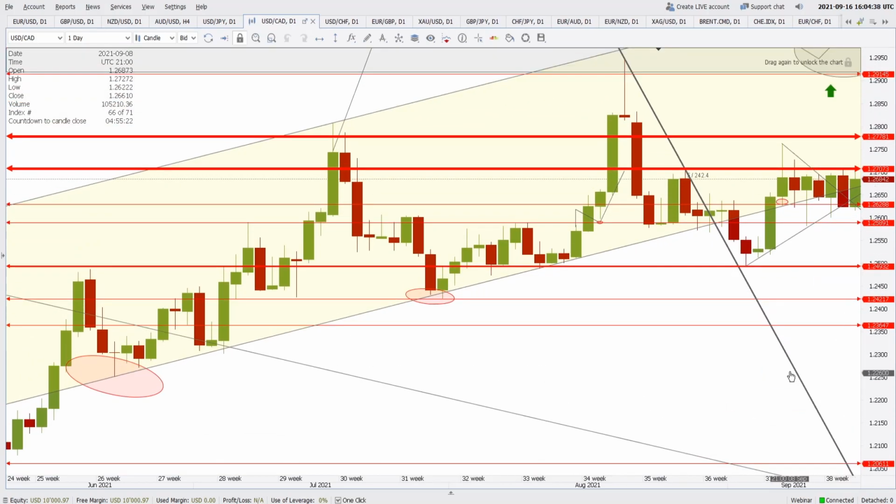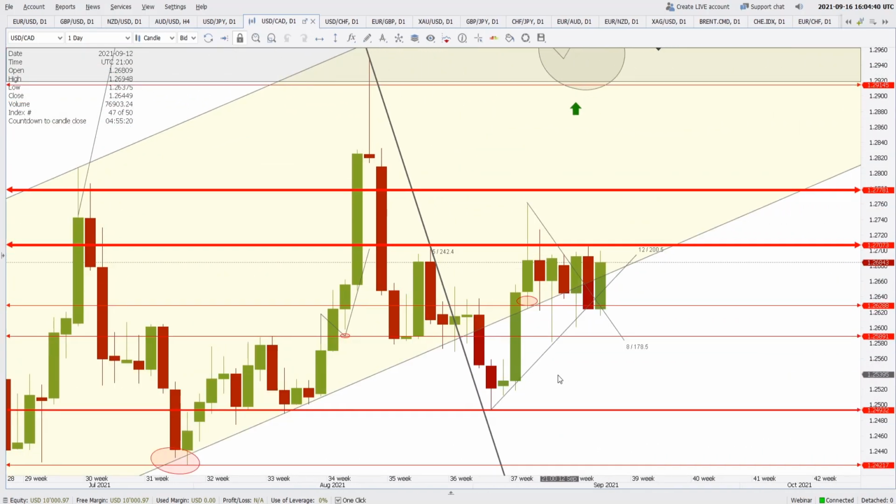US dollar against the Canadian dollar, we are very bullish on this one, but the price is not able to break this range of 1.2628 and 1.2707. So this range, till the time it is not broken, we cannot be sure where the price is headed. I will show you what range I'm talking about. So this is what I'm talking about.